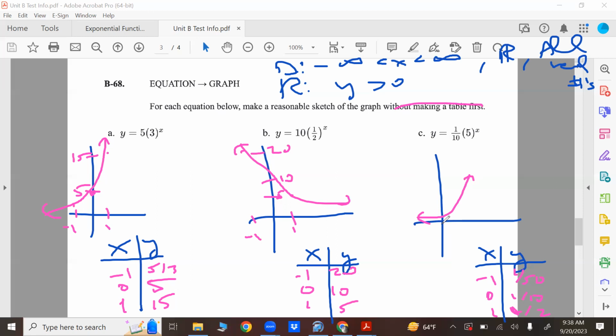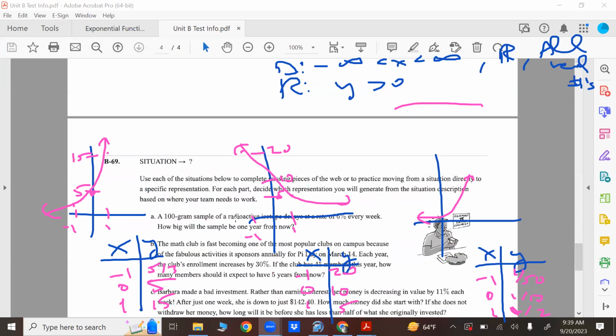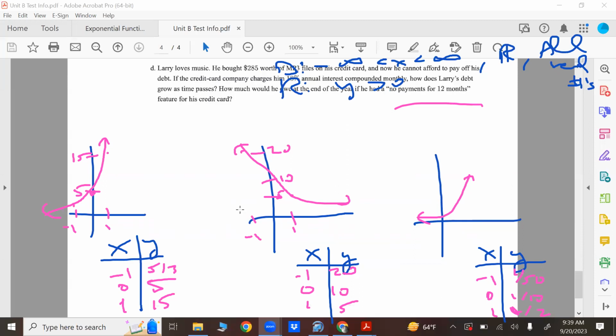I'm not going to label it because those fractions are really hard to do. I'm not going to do anything like C. That's a little crazy. So anyway, here we go with that one, number 69, and that's the last one.